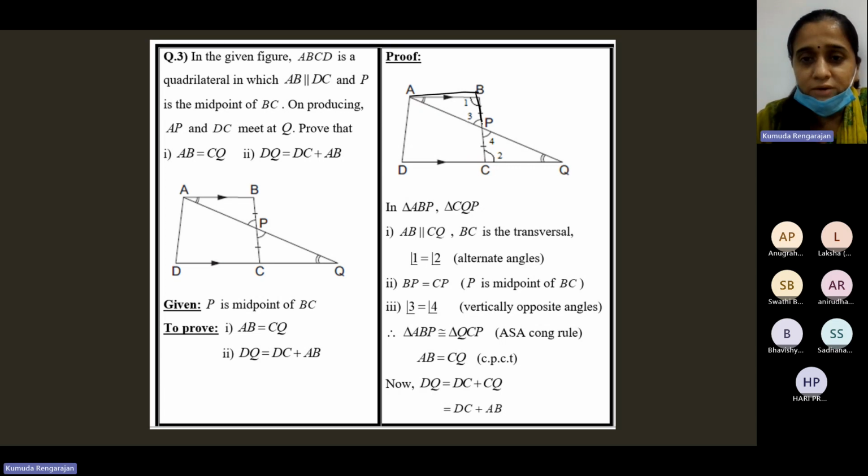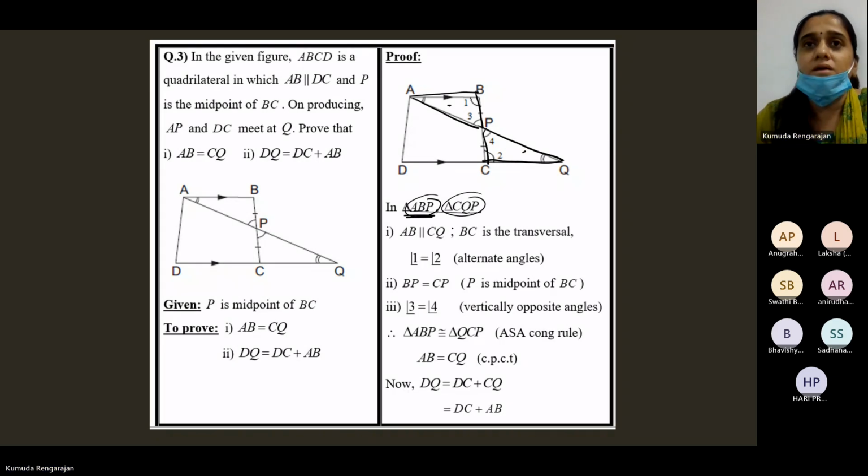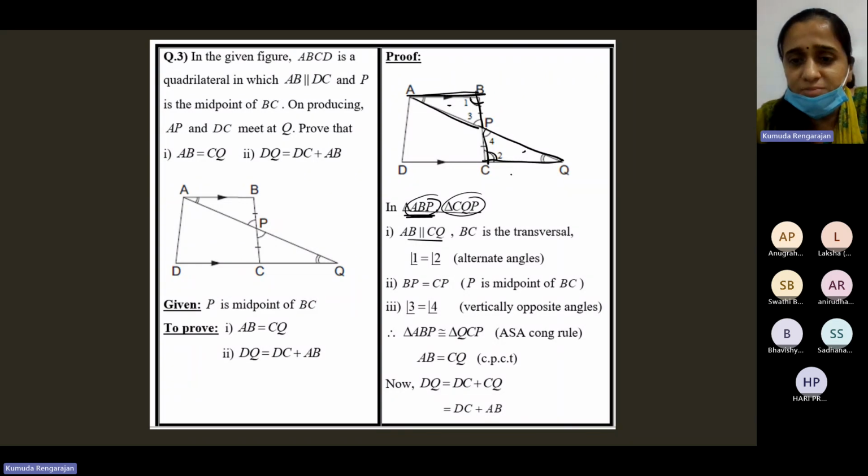So we have to take up this triangle and this triangle. So how do you start? In triangle AB, name the triangles. I said you can write the name in any order. So in this triangle and in this triangle, you're going to say that angle 1 is equal to angle 2, alternate angles are equal, right? So mention the parallel lines. AB is parallel to CQ, and BC is the transversal.